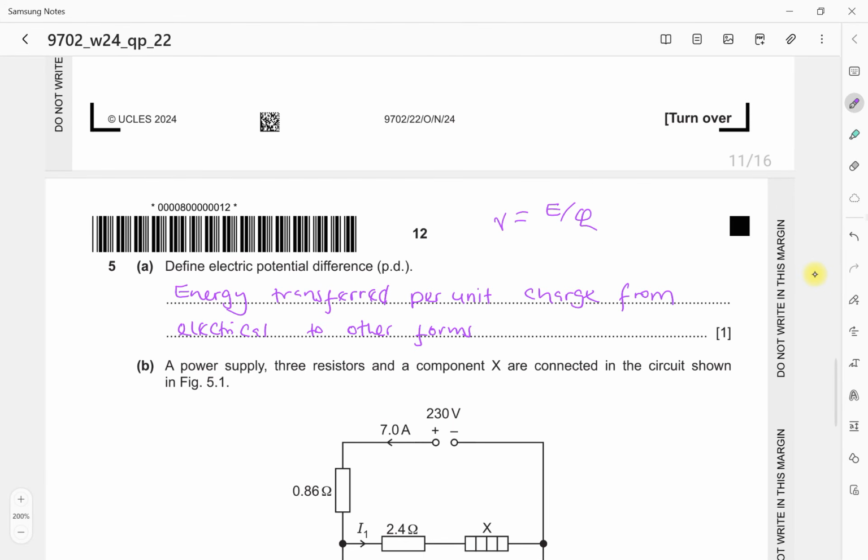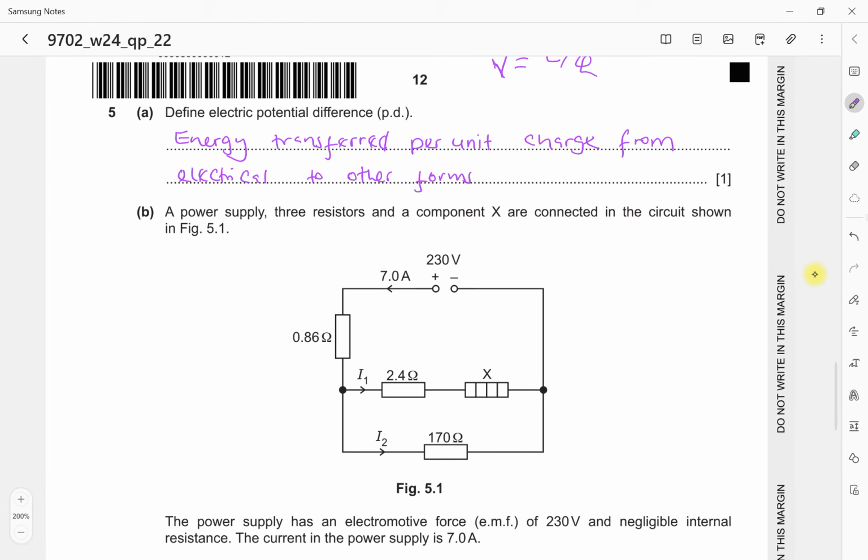So when a charge passes through a component in a circuit, the electrical energy of the charge is converted to other forms such as heat, light, and so on and so forth. So the energy transferred per unit charge from electrical to other forms such as heat.